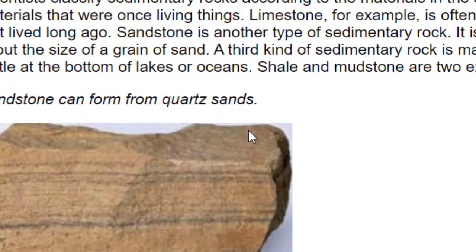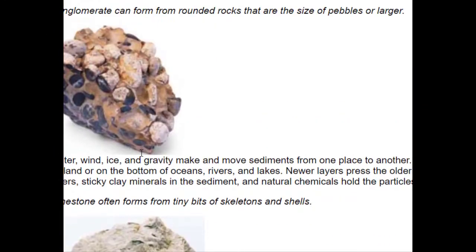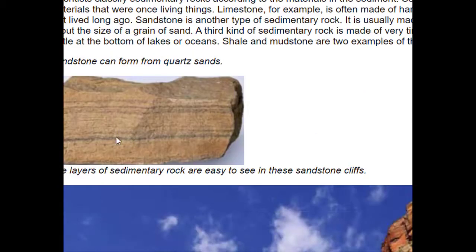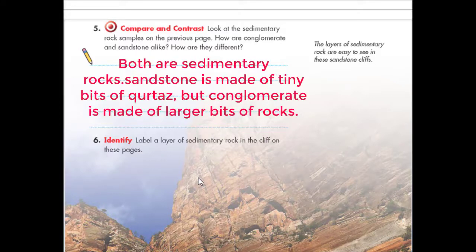Observe, guys, how they are alike and how they are different. Think for 10 seconds. Okay, that's fine. If you observe conglomerate, you can see that its particles are bigger than the particles of sandstone. But both are sedimentary rocks. So they are alike, both are sedimentary rocks. Different: sandstone is made of tiny bits of quartz. Conglomerate is made of large bits of rocks.